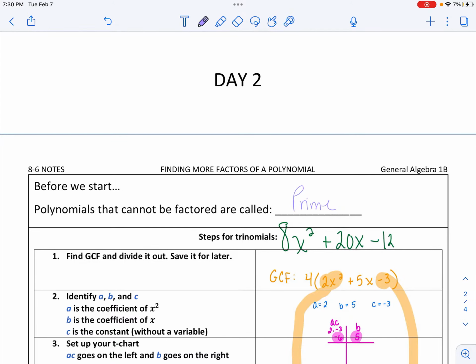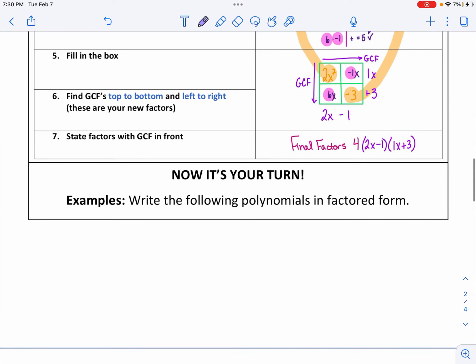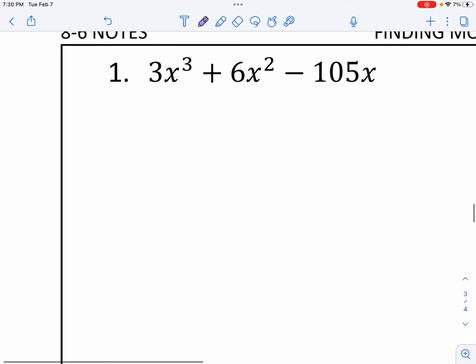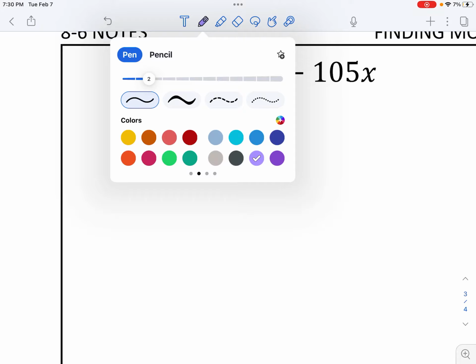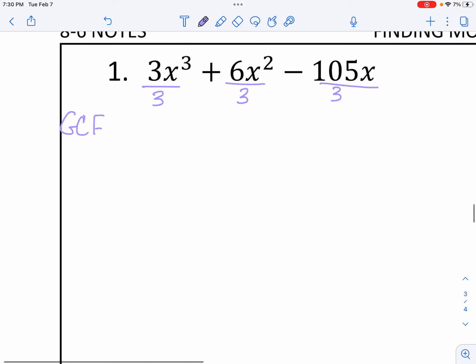It's now time to go back and try our 7 steps or 6 steps, whatever. Yeah, 6. I usually just do 6 steps, but you can look at that as 7. All right, so on the first one, remember, step 1 is to find your GCF. What goes into all 3 of these terms? A 3, I do believe, goes into all of them. And they all have an x. So I need to take out a 3 and an x.